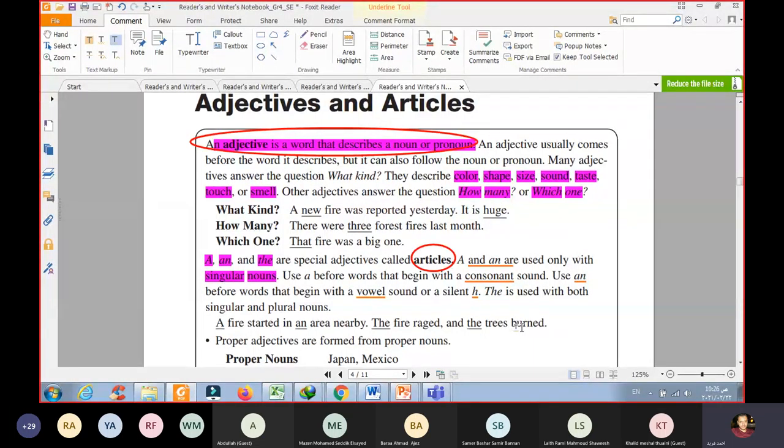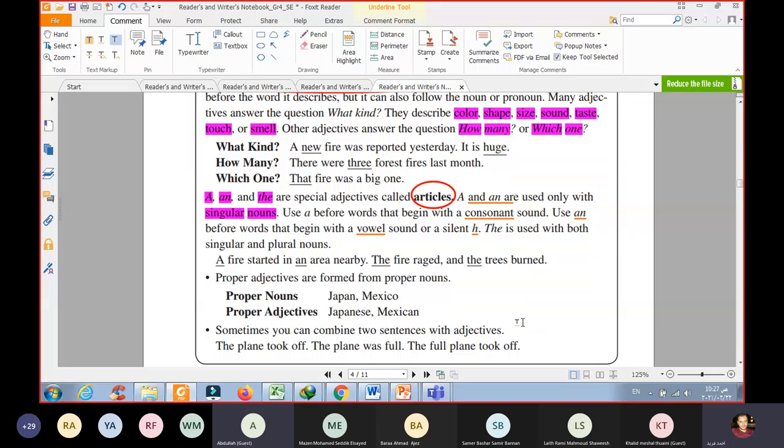Okay, continue, please. A and an are special adjectives called articles, and are used only with singular nouns. Use a before words that begin with a consonant sound. Use an before words that begin with a vowel sound or a silent H. The is used with both singular and plural nouns. A fire started in an area nearby. The fire raged and the trees burned.